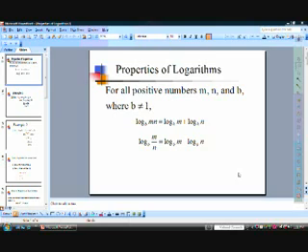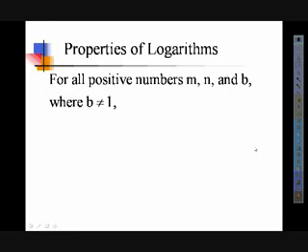Now we're going to take a look at the properties of logarithms. Remember that logarithms are based on exponents, so the rules of exponents apply. So when we're multiplying, we add our exponents, and when we divide, we subtract our exponents. So the same rules are going to apply here.